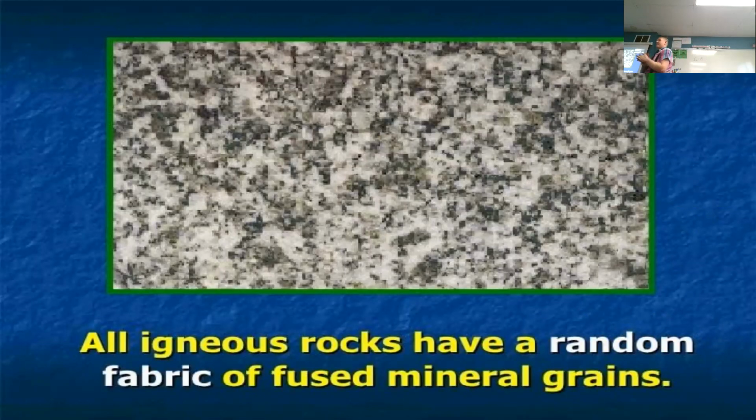Yeah, I already said that twice, yes. This should be a very short one for you to write down. All igneous rocks have a random fabrication of fused mineral grains. Yeah, it's granite. That's granite. Well, granite countertops are very common. They're not the most expensive type of countertop. They're still spendy, but they are very common.